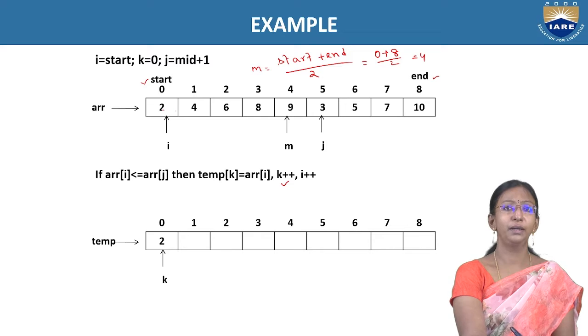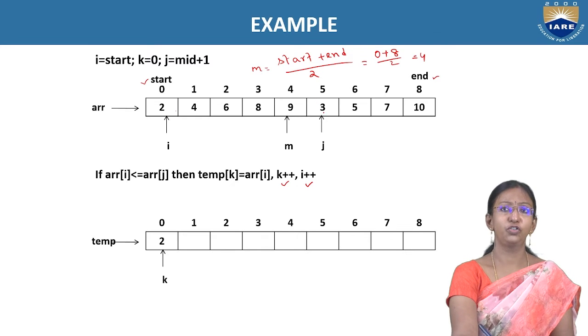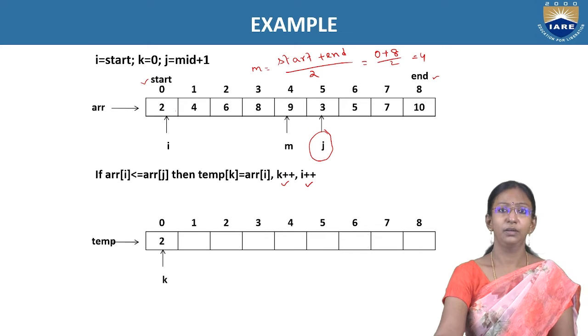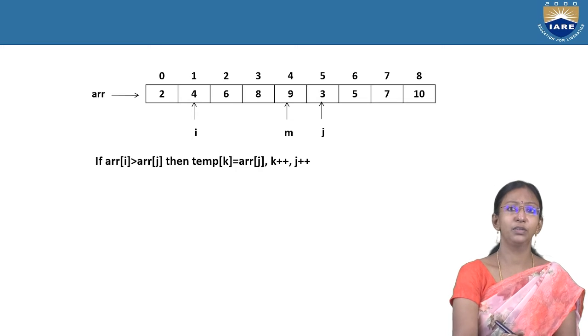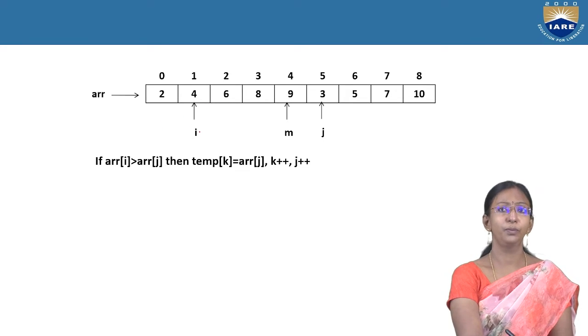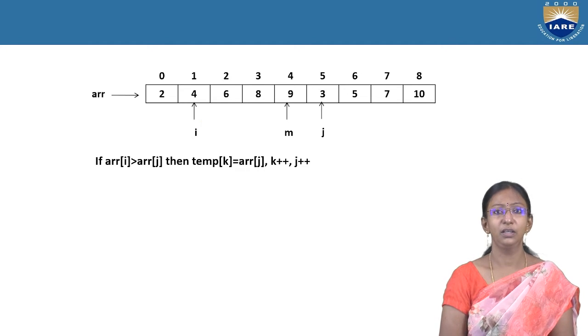As the value pointed by i is used, increment i. Do not change the position of j, as we have not used the element of j. So the next move will be, have a look at this one. Now i is pointing to 4, j is still pointing to 3.